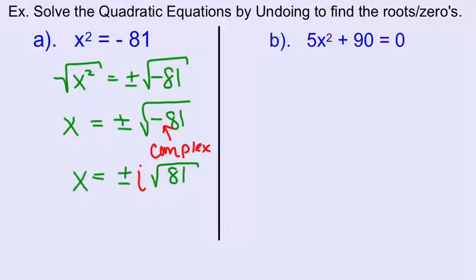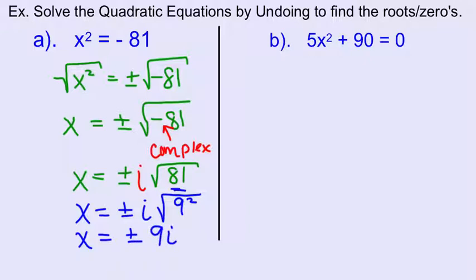So our final answer then is x equals plus or minus i square root of 81. Oh, I need to figure out what the 81 is as a perfect square. x equals plus or minus i, 81 is 9 times 9. So x equals plus or minus 9i.